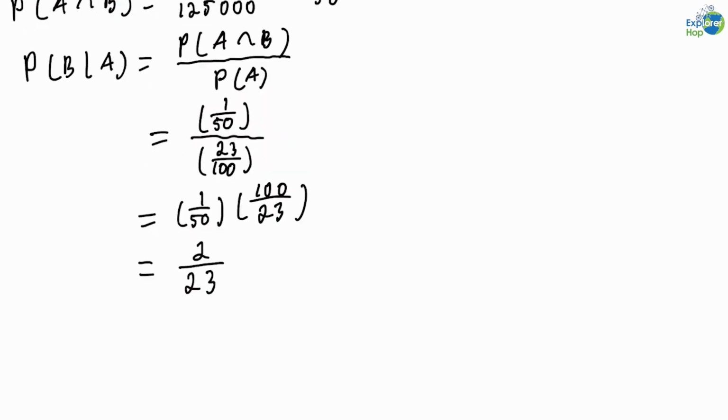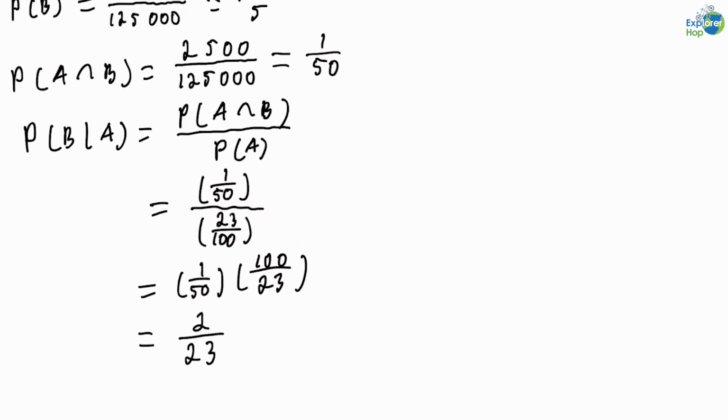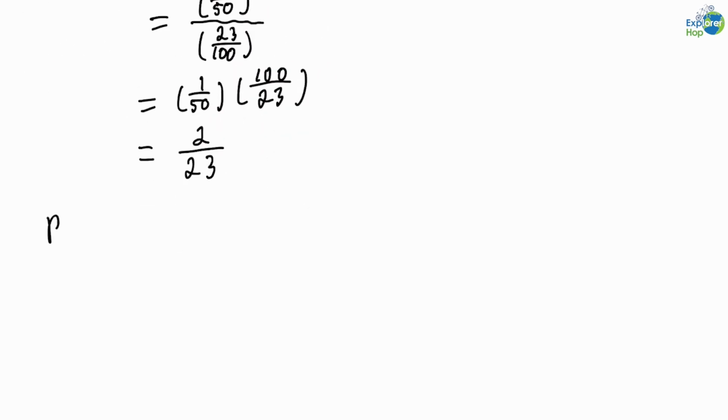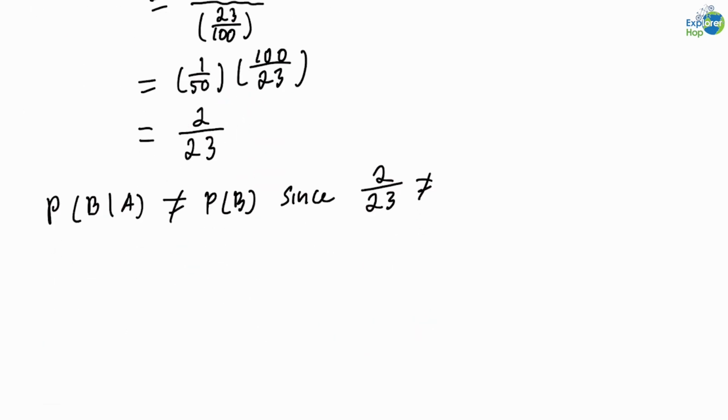And we can see from here that the probability of B given A is not equal to the probability of B, since 2 over 23 is not equal to 2 over 5, which therefore means that events A and B are not independent of each other.